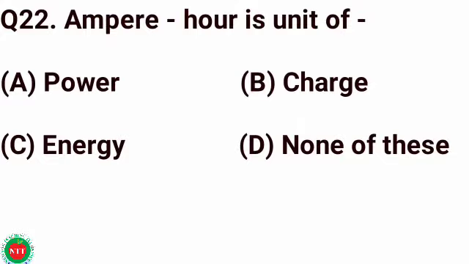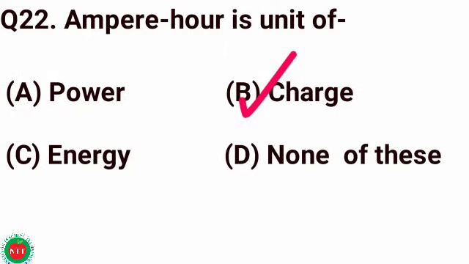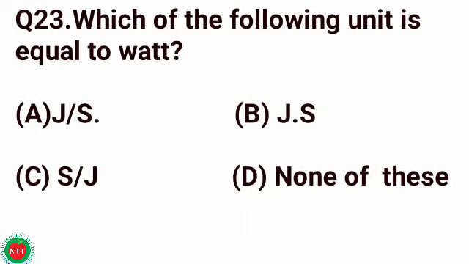Question number 22. Ampere hour is the unit of A. Power, B. Charge, C. Energy, D. None of these. The right answer for this question is option B, charge. Question number 23. Which of the following units is equal to watt? A. J by S, B. J point S, C. S by J, D. None of these. The right answer for this question is J by S.